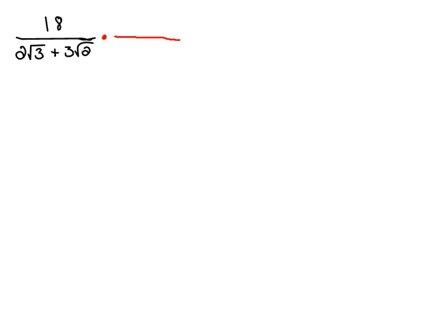The conjugate here in this case would be 2 square roots of 3 minus 3 square roots of 2. Now we can do that as long as we do it to the top so that we're technically just multiplying by a big old 1.